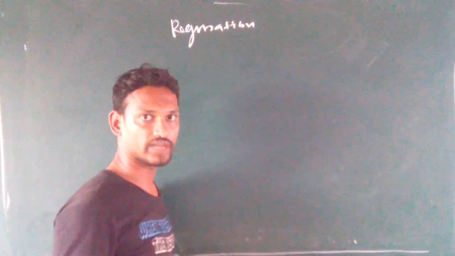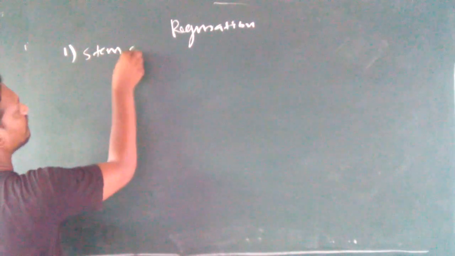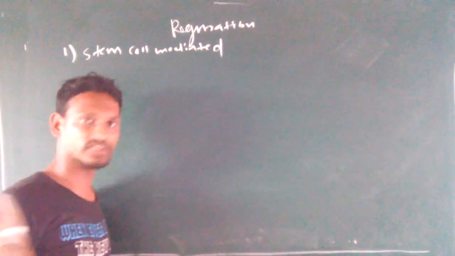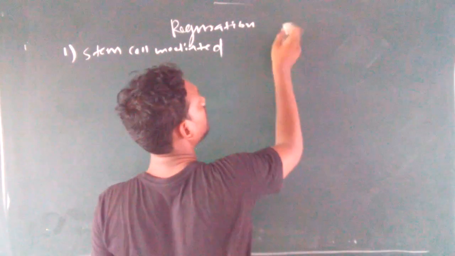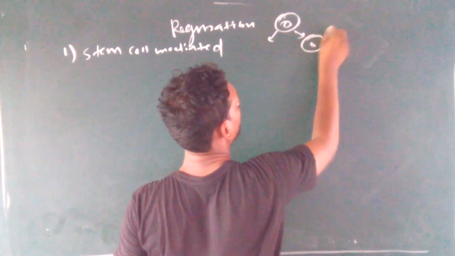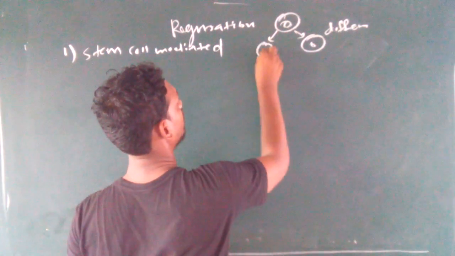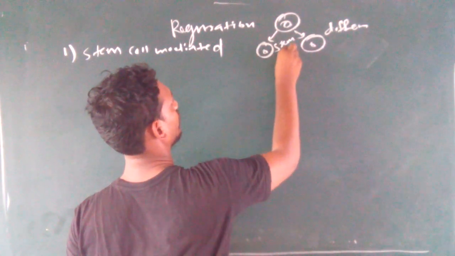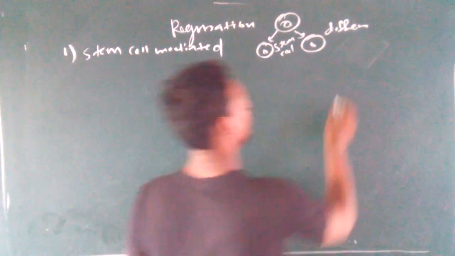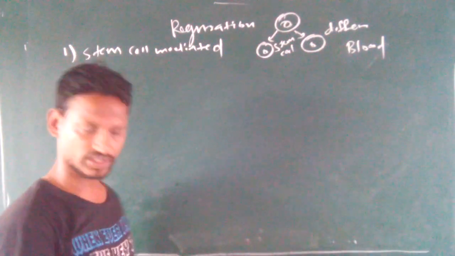There are four basic types of regeneration. First is stem cell mediated. Such kind of regeneration takes place inside the hairs, nails, etc. In this, a stem cell divides into one differentiated cell, while the other cell is still a stem cell. Got it? Such kind of regeneration is known as stem cell mediated regeneration. Blood cells are also produced due to such kind of regeneration.